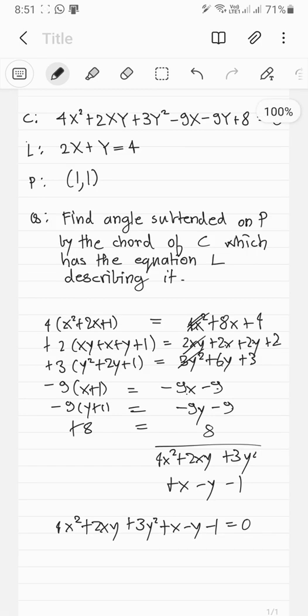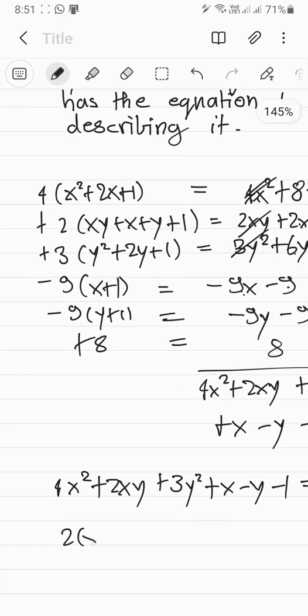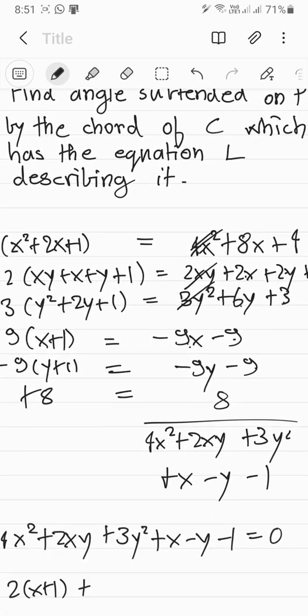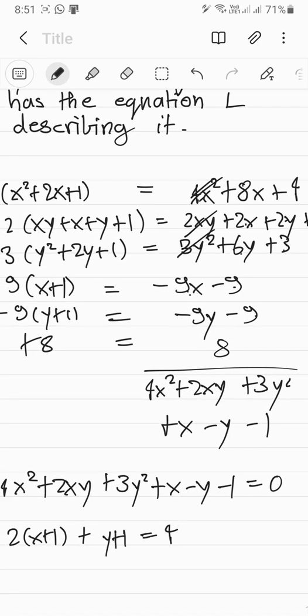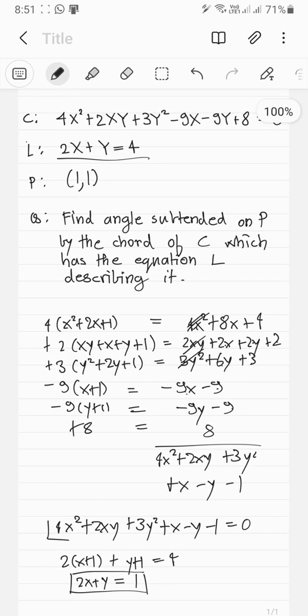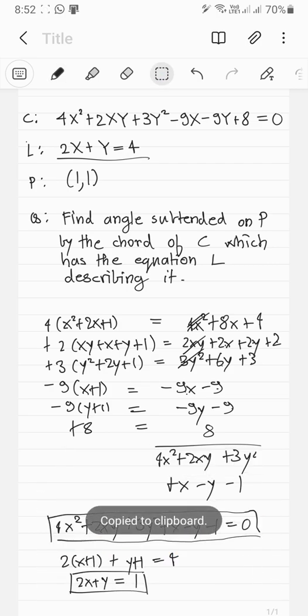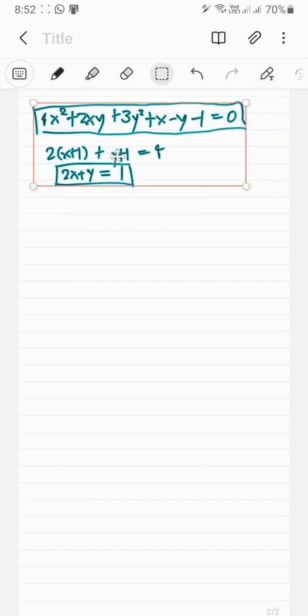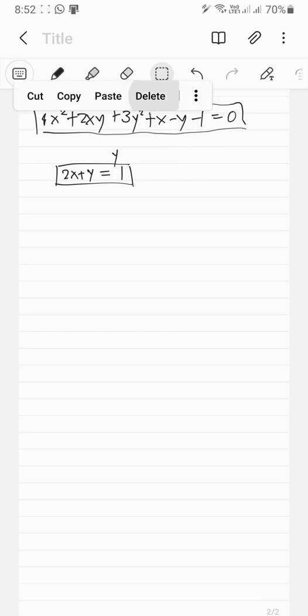And similarly we can do this for this guy, which is 2x plus y equal to 4. So we will say 2 times of x plus 1 plus y plus 1 equal to 4, and that means 2x plus y equal to 1. So these two are the new equations, so the new curve and the new line. So what do we do after this? First of all, I'll move this to the next page. There we go. Alright, and now this point P has been shifted to 0 comma 0.